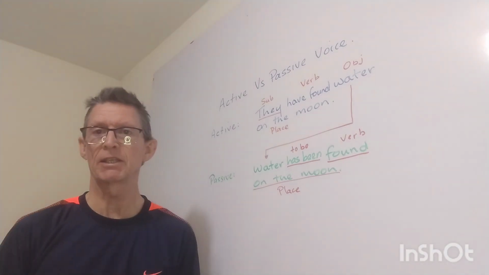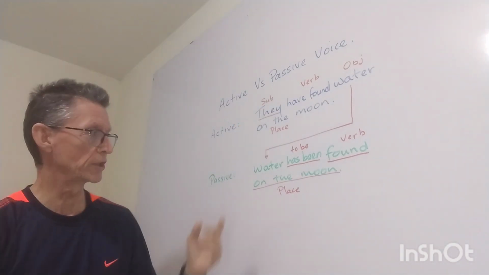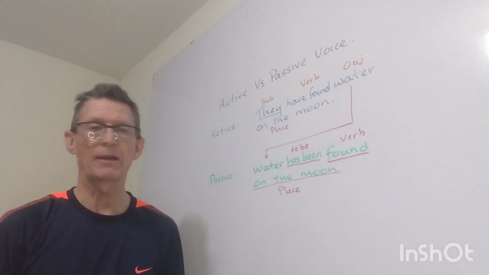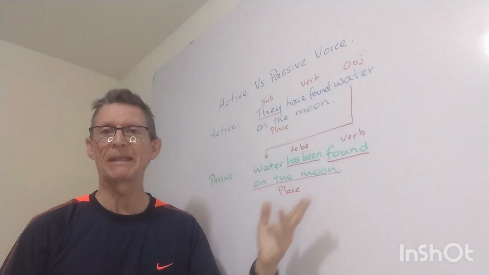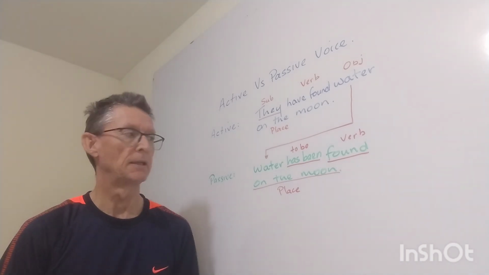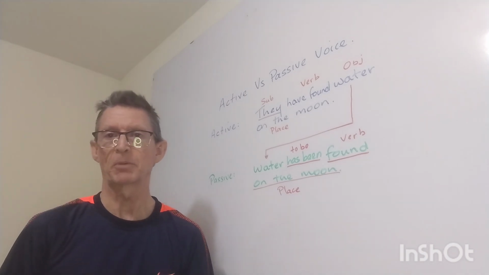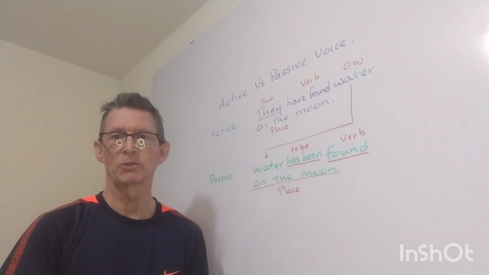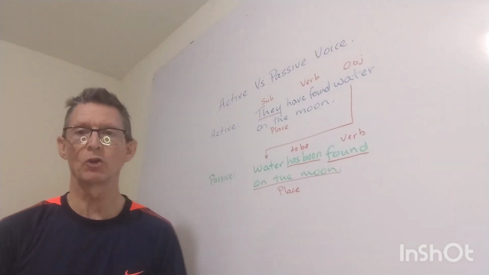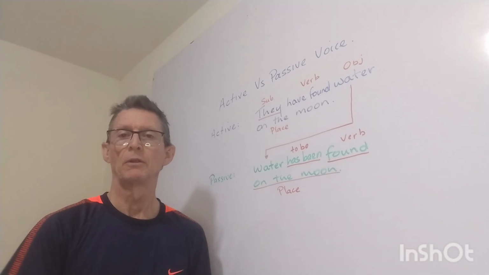Now, if I want to change this to passive voice, I'm going to take the object water and make that my subject. Okay? Have found becomes has been, because I'm using the verb to be to create the present perfect. Found is my principal verb in the past participle form. Again, it's an irregular verb, so it just changes find, found. Found is the past participle. And on the moon is where they found the water.